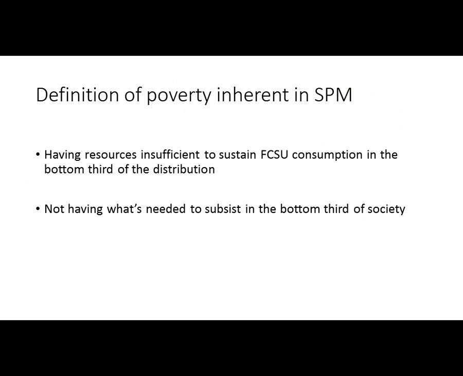Like with the official poverty measure, the supplemental poverty measure has a definition of poverty that is inherent in it, and that definition is slightly different. This is a nuance here. Basically, the definition of poverty that the supplemental poverty measure gives us is not having enough resources to sustain FCSU consumption in the bottom third of the distribution. Or you could say, because FCSU are subsistence needs, not having what you need to subsist in the bottom third of society. So we'll talk about the differences between the OPM and the SPM more in class.